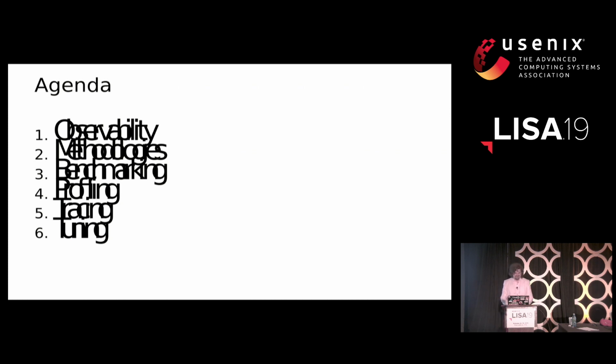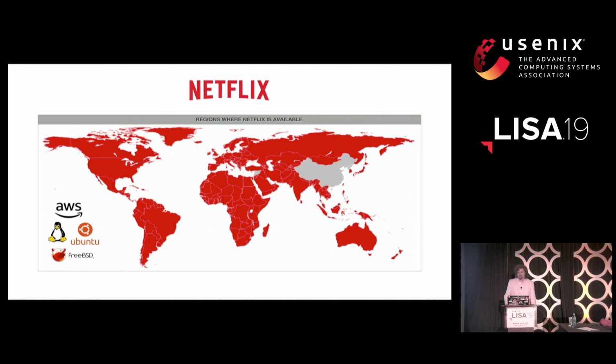Oh. My agenda is really exciting, really large text. I'll switch to PDF if it keeps doing that. I work at Netflix, awesome place to work. We're on Amazon, Linux, Ubuntu, and we have FreeBSD for our CDN.